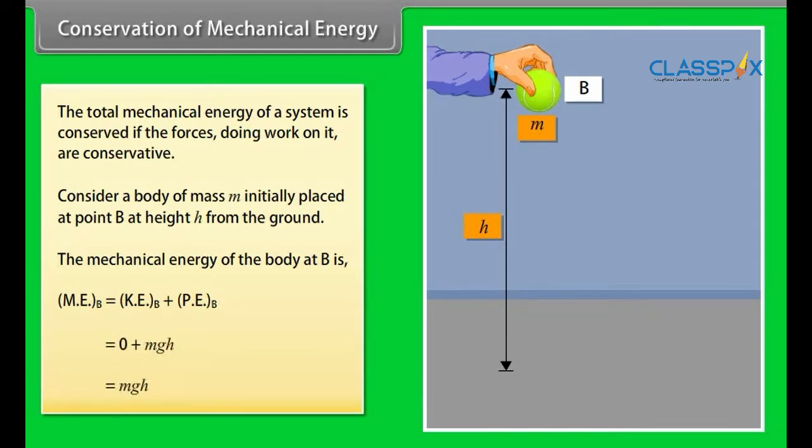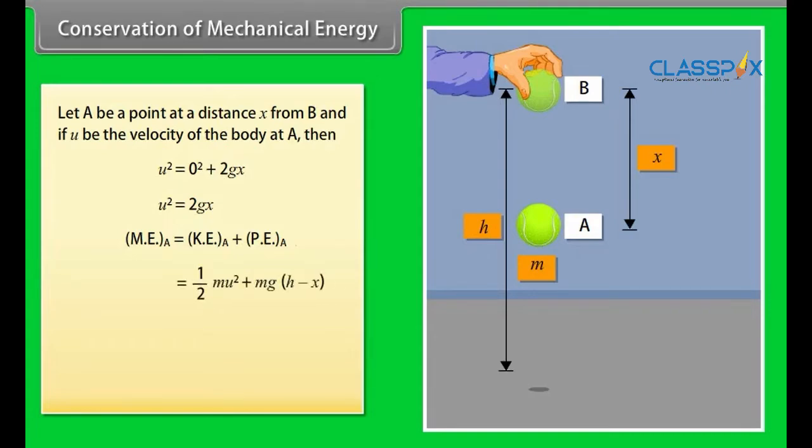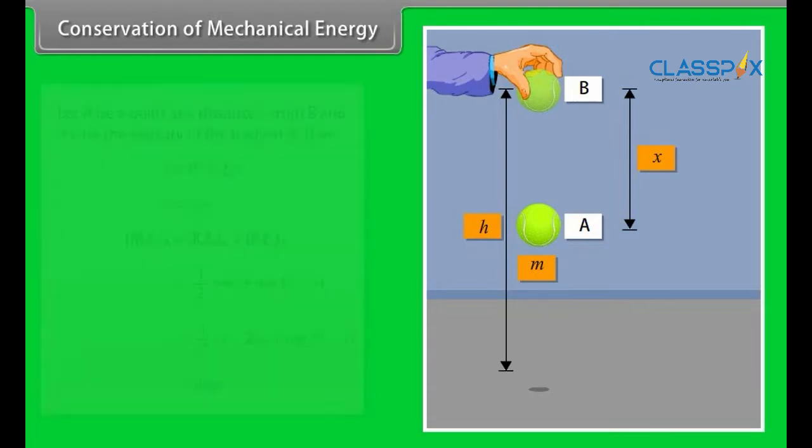which is equal to mgh. Let A be a point at a distance x from B, and if u be the velocity of the body at A, then u squared is equal to 2gx. The mechanical energy of the body at A is equal to the kinetic energy of the body at A plus the potential energy of the body at A. By calculating it, we get the mechanical energy of the body at A is mgh.